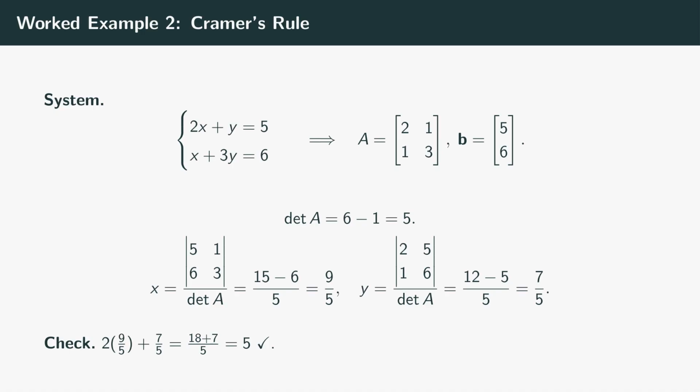Quick check, 2 times 9 fifths plus 7 fifths is 18 fifths plus 7 fifths, which is 25 over 5, equal to 5. The first equation holds, so the solution is correct.